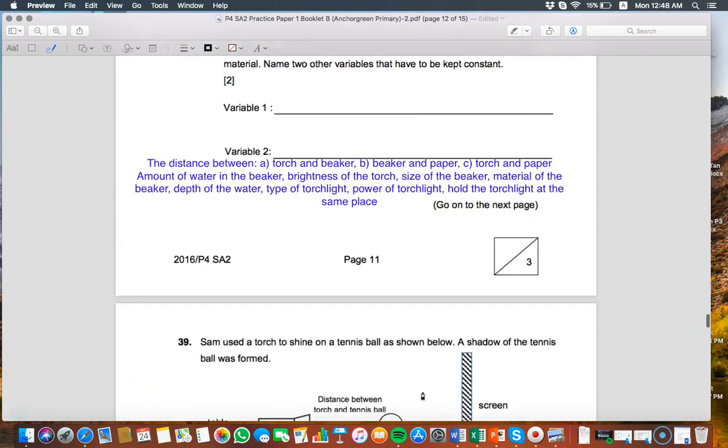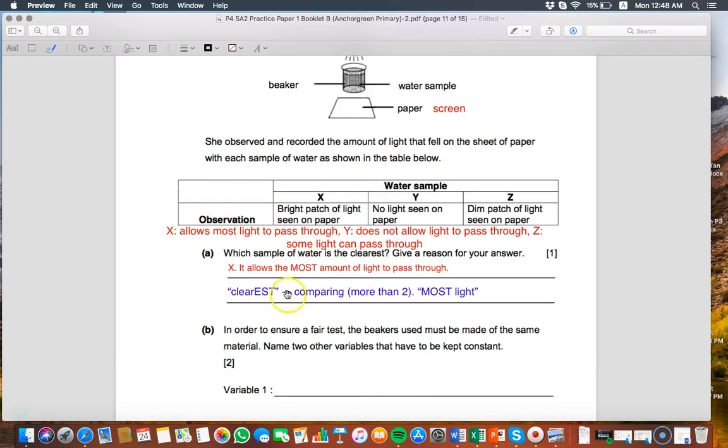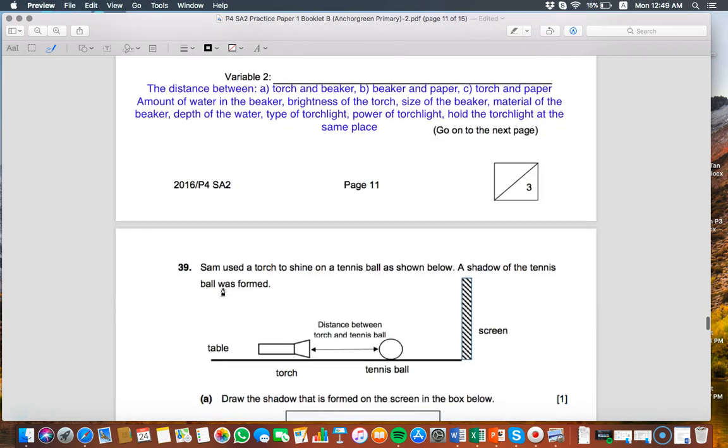Just to mention something about part A. Some of you said X because there is a bright patch of light. So what can you infer when there is a bright patch of light? What is the meaning of clearest? Clearest means allowing the most light to pass through. So you cannot just plug whatever that you see on your table into your answer. Sometimes you have to make some conclusions about it and you explain it using science concepts in your question. Okay, next, move on.